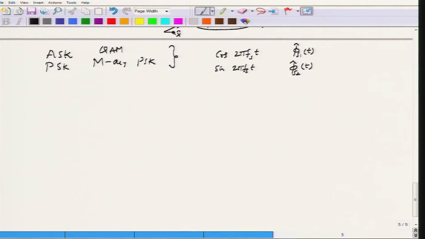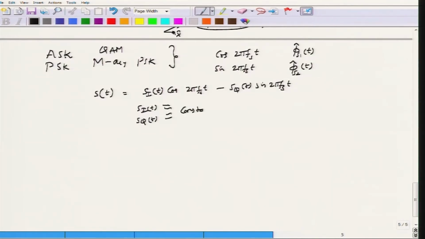This is enough for me, because we saw in the last module that any signal s of t can be described by its in-phase component si of t cos 2 pi fst minus sq of t sin 2 pi fst. As long as si of t and sq of t are nearly constant over the time duration 0 to T, then we know that cos 2 pi fct and sin 2 pi fct are essentially perpendicular to each other, right. I know that phi s1 of t is given by square root of 2 by T cos 2 pi fst.